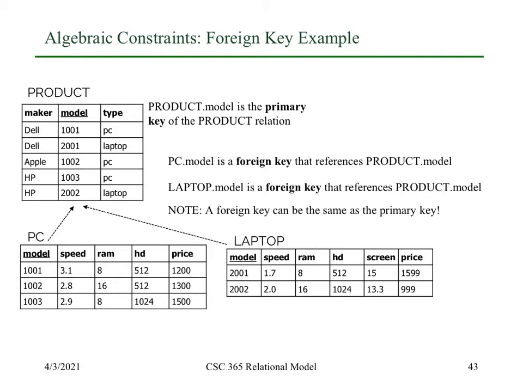At any rate, the interesting thing about this particular example is, notice that the primary key model in PC is also a foreign key into the table for product. And similarly for laptop. So you've got your primary key in a table that's also playing the role of a foreign key.